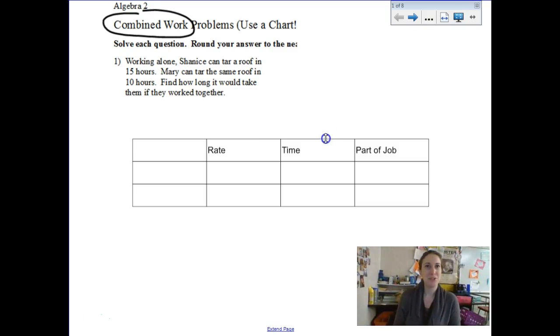And it's not as simple as just cutting the job in half, because if someone's working at a more efficient rate, they're going to do more work, even though they are going to work the same amount of time. So it's a little confusing, but we're going to set it up in terms of a chart. And for our work problems, it's partner work. So we have Shanice and Mary.